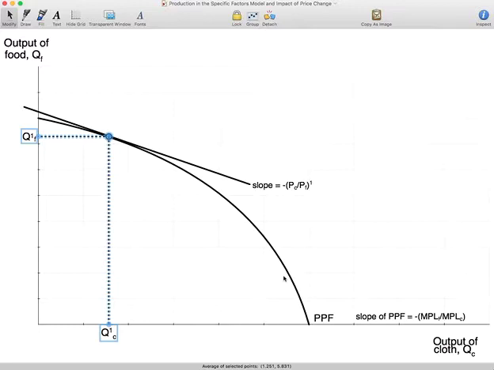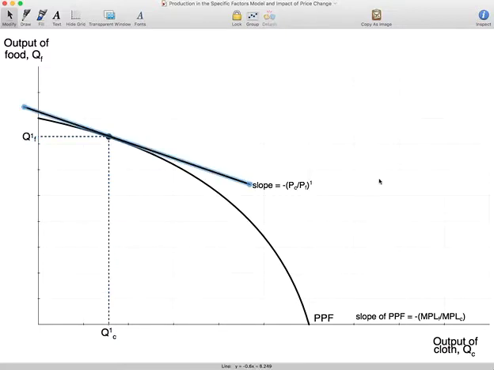So let's take a look at what happens if we change the price, and let's make the assumption that the price of cloth is going to increase. So the numerator here is going to increase, but the denominator is going to stay the same. So the slope, or the ratio of these prices, is going to become steeper. So the slope of this line will change and will become steeper.